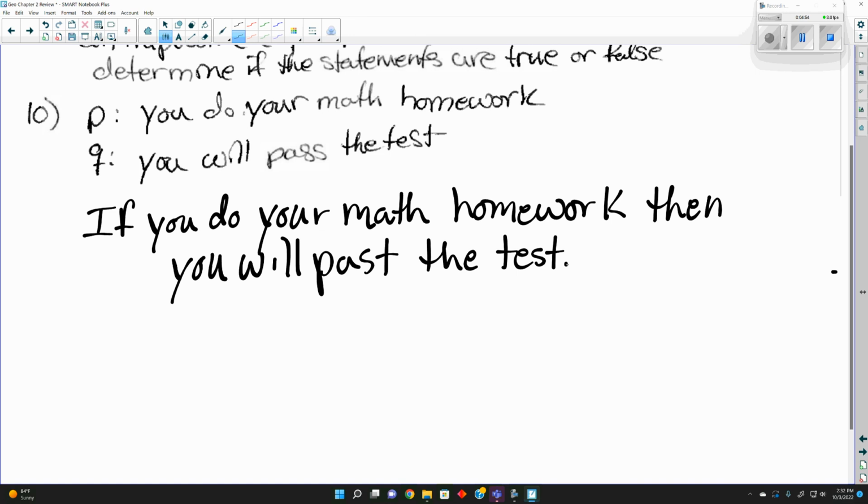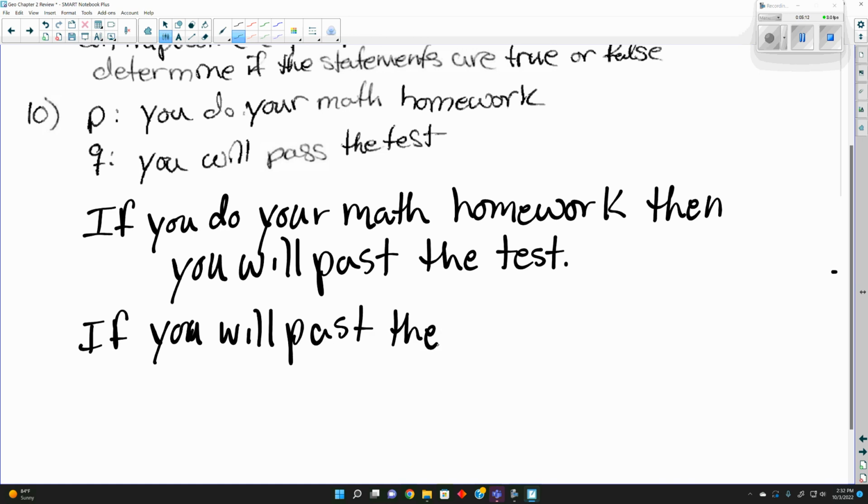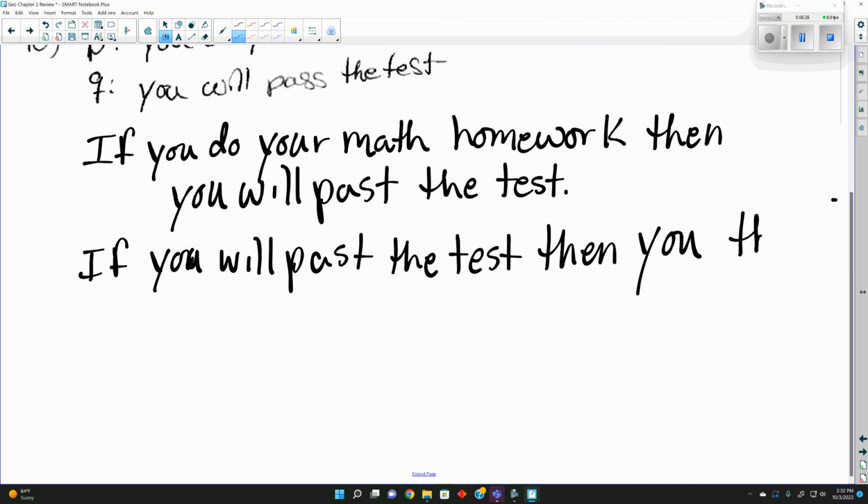So true and false, I'm not going to ask for on the test. I'm just going to ask you to write the 4 statements. Now the converse is we flip it. So if you will pass the test, then... as long as you don't change the structure or the overall meaning of the sentence, you can reword it so it makes more sense.